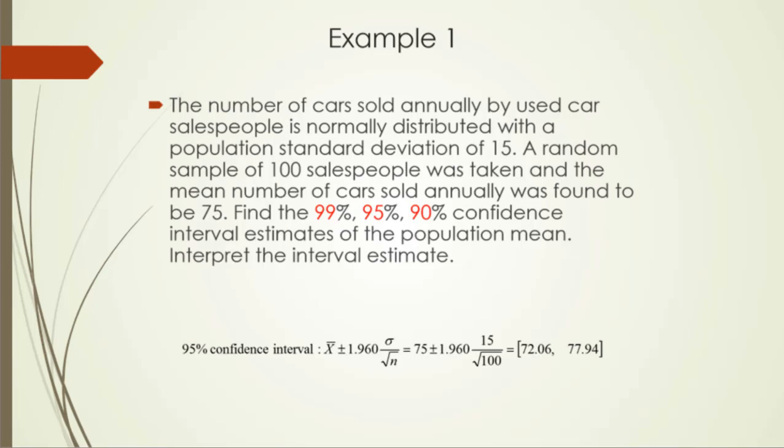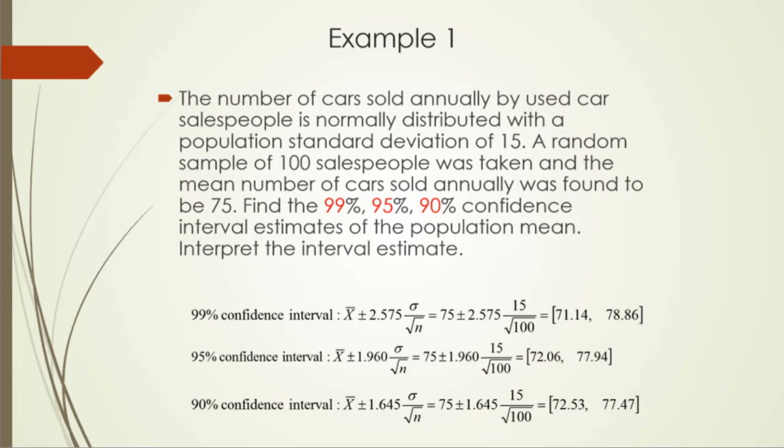For 99% and 90% confidence intervals, the estimation procedures are fairly similar. Everything is the same except the z-multipliers. Instead of using 1.96 for 95%, we would have to use 2.575 for 99% and 1.645 for 90% instead.